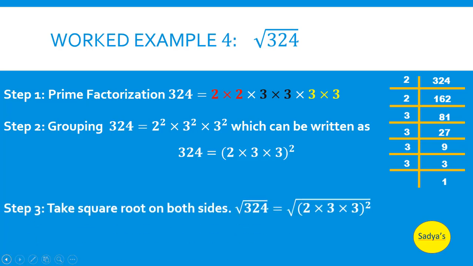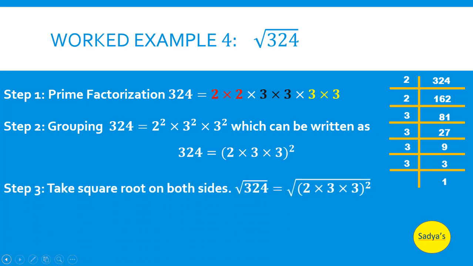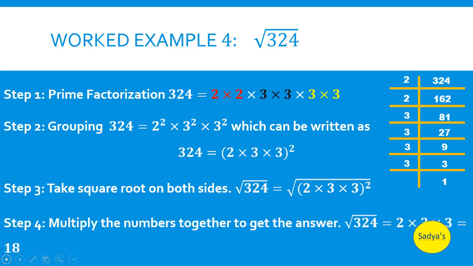square. Now step 3 is take square root on both sides, write down square root on both sides, and on the right side the square sign and the square root sign will cancel each other's effect. And what do we get? We get 2 multiplied by 3 multiplied by 3. And when we multiply the numbers together, 2 3s are 6 and 6 3s are 18. So the square root of 324 is equal to 18.